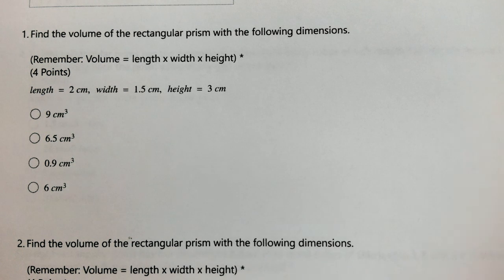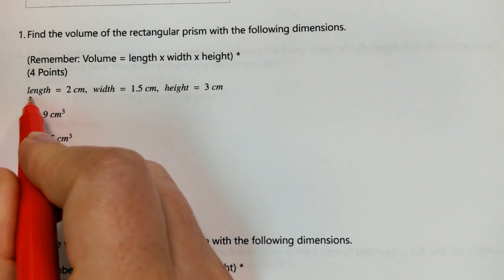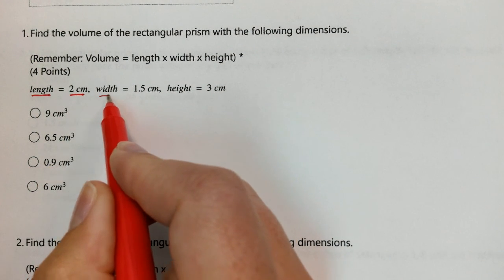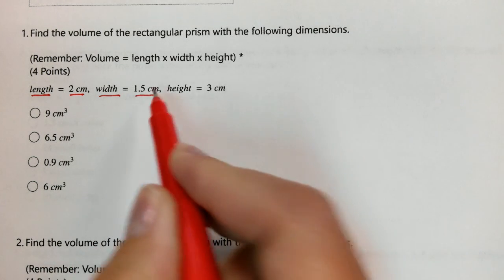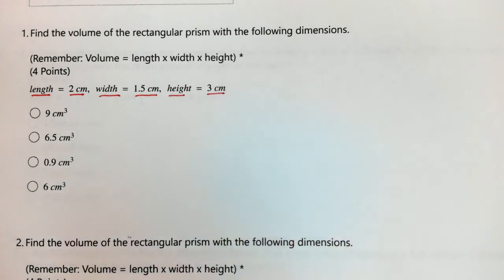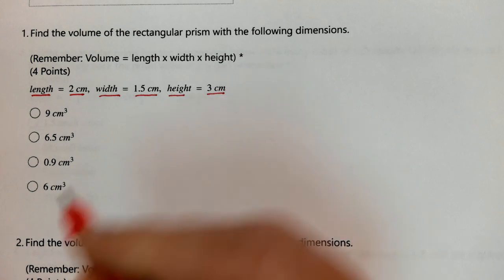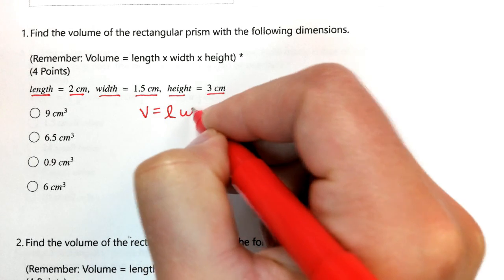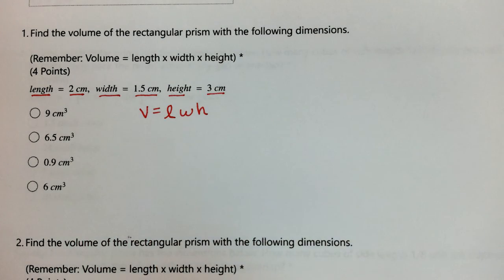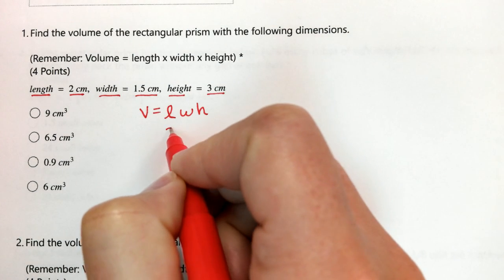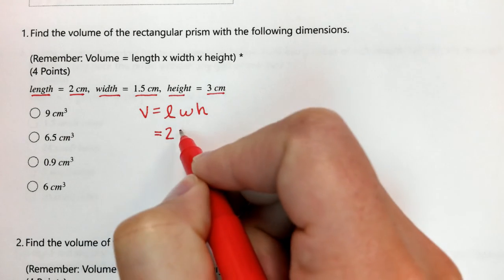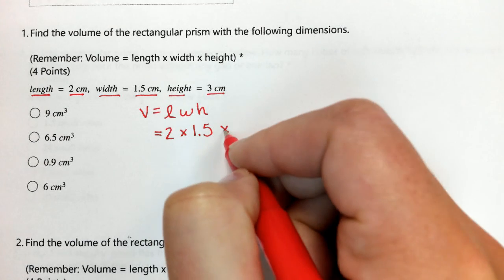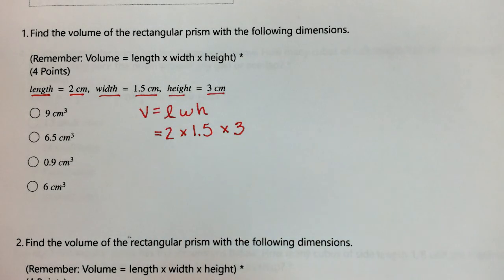So our dimensions here are length, which is 2 centimeters, width, which is 1.5 centimeters, and height, which is 3 centimeters. So in order to find the volume, I need to do length times width times height. So I'm going to take my length, which is 2, multiply it by my width, which is 1.5, and then multiply it by my height, which is 3.